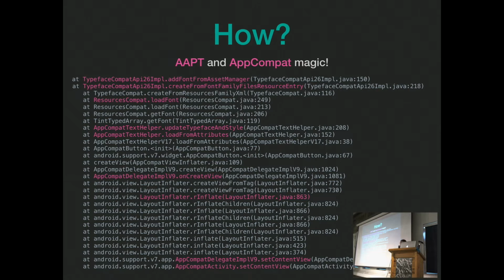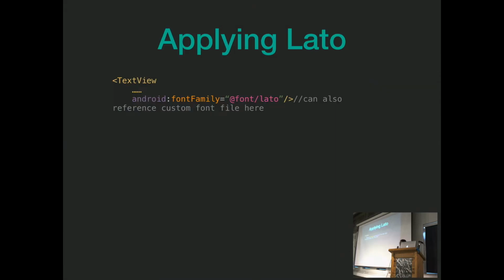So it's essentially using AAPT and this AppCompat layout inflation process that Android was able to add a new resource type and have it be backwards compatible, which is pretty cool. So how do we use it? There is a handy fontFamily tag that you can use, and it can either refer to a font family or just a custom font, up to you. And this next part is my favorite.